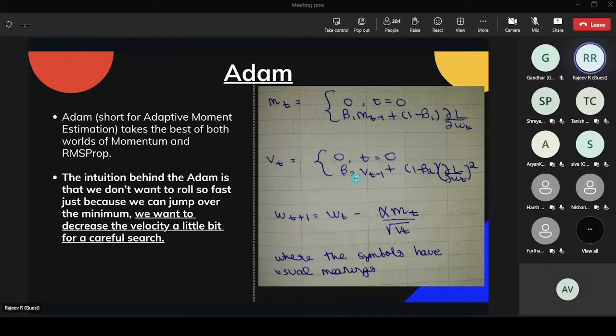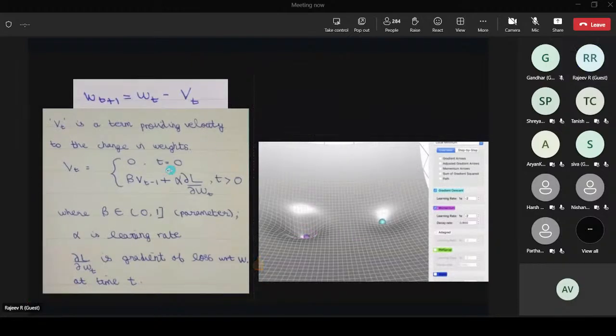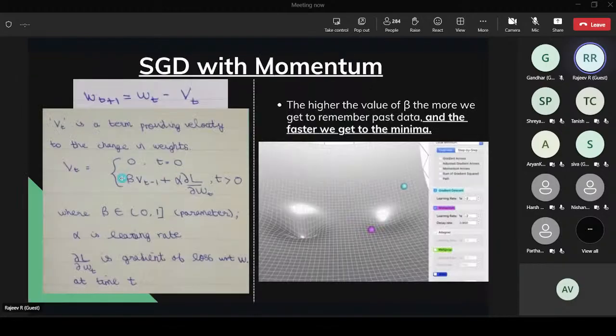It takes the best of both, starting with momentum. Momentum I explained in the previous slide. I think momentum is here, yes, you have momentum over here. What momentum does is it has the decayed sum of gradients. I'll say sum of gradients because this formula basically remembers only the sum of gradients, so you'll have a gradient term in every term.